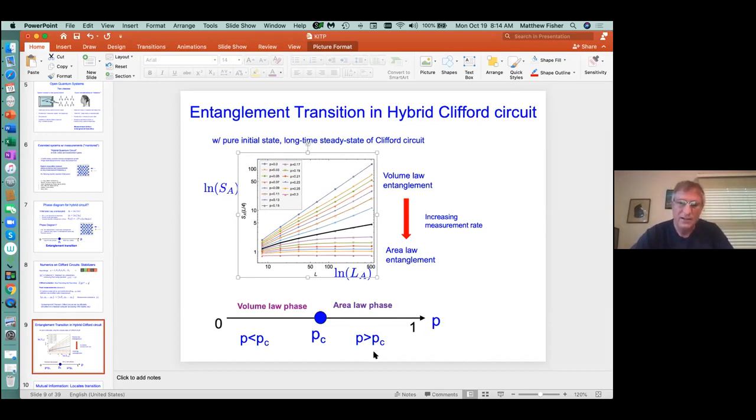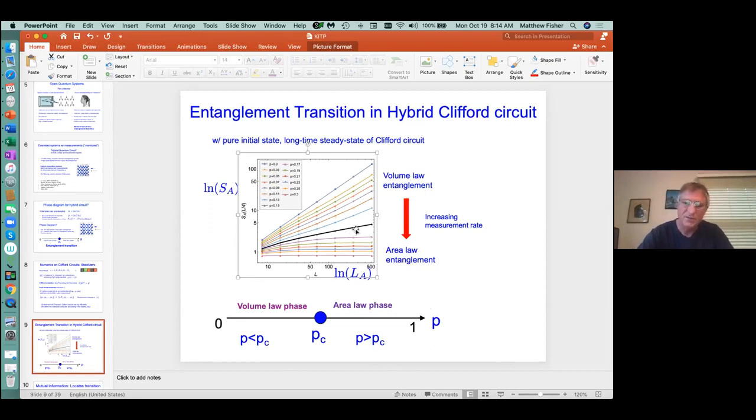So one thereby establishes through these hybrid Clifford circuits that the general phase diagram does indeed look like what I described earlier: there's a volume law phase when one makes infrequent measurements and the system becomes very entangled, which is separated from an area law phase, when one is monitoring the system so frequently that one's pulling out all of the entanglement and one goes into this unentangled phase.